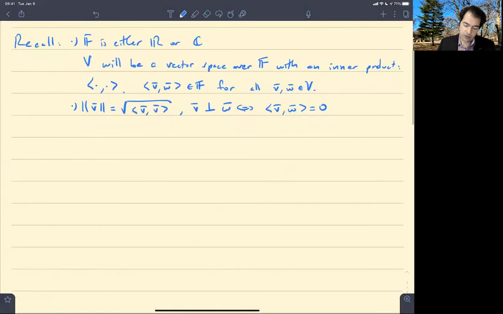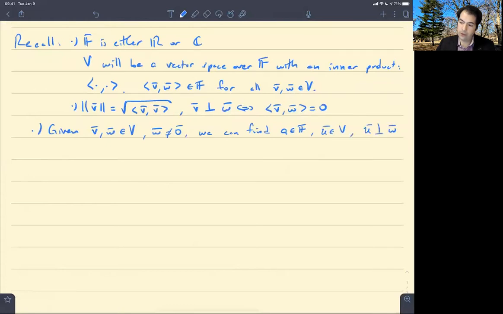Okay, the final thing I want to recall is from the end of class last time, a lemma we proved about projections. Given v and w in the vector space, let's assume that w is not equal to 0 because that's the interesting case. We can find a in the field and u in the vector space with u orthogonal to w such that v is equal to a times w plus u. And we had an explicit formula for a. a is the inner product of v and w divided by the norm of w squared, or equivalently the inner product of v with w divided by the inner product of w with w.